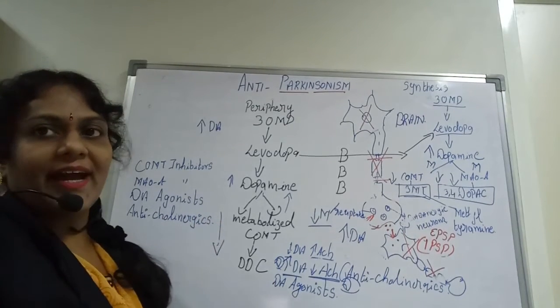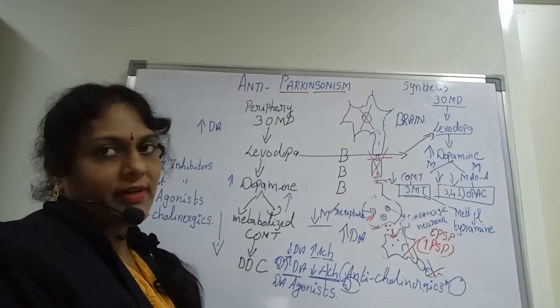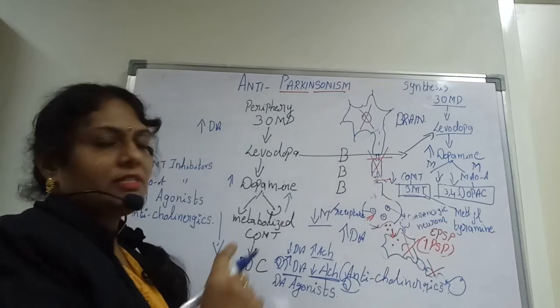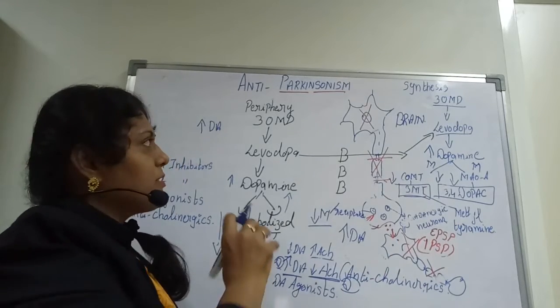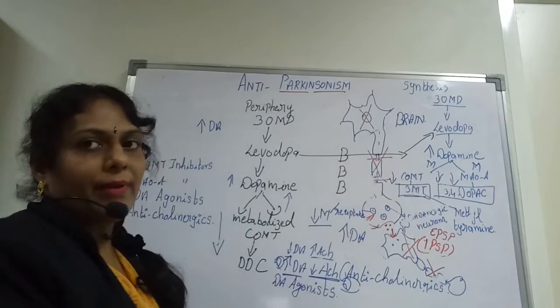By seeing the diagram and the pathway itself, we can know what type of drugs can be indicated here. So this was the cycle of synthesis of dopamine, how it is taken from the periphery and how it is done in your brain.